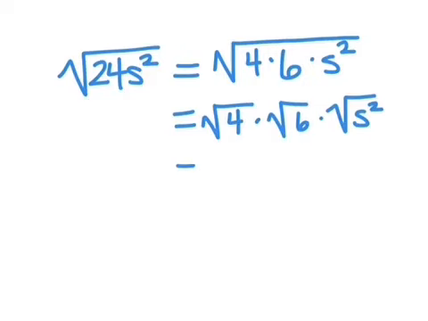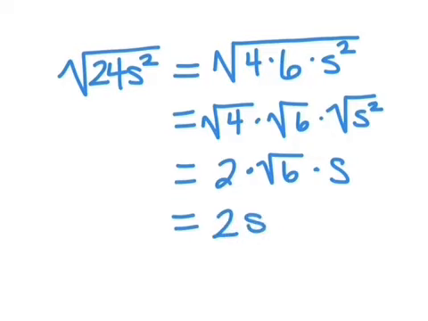Well, the square root of 4 is 2. The square root of 6 is not a perfect square, so we're going to leave that radical sign there. And then the square root of s squared is simply s. So our final answer will be, we're going to rearrange a little bit here, 2s times the square root of 6.